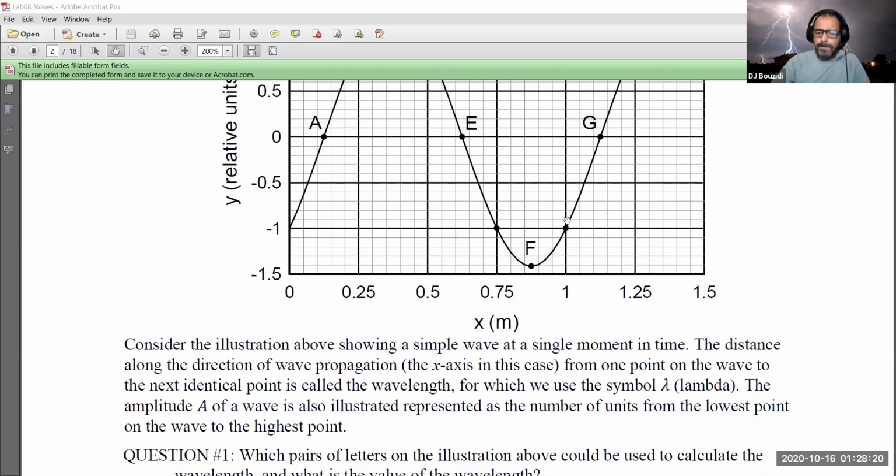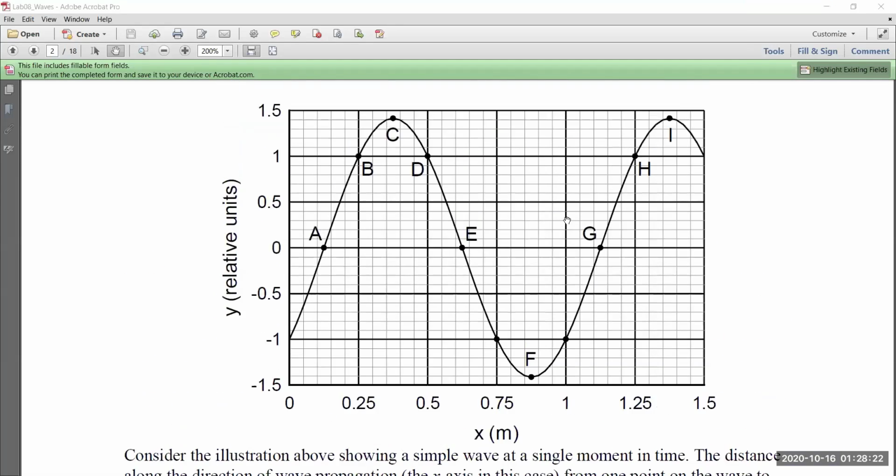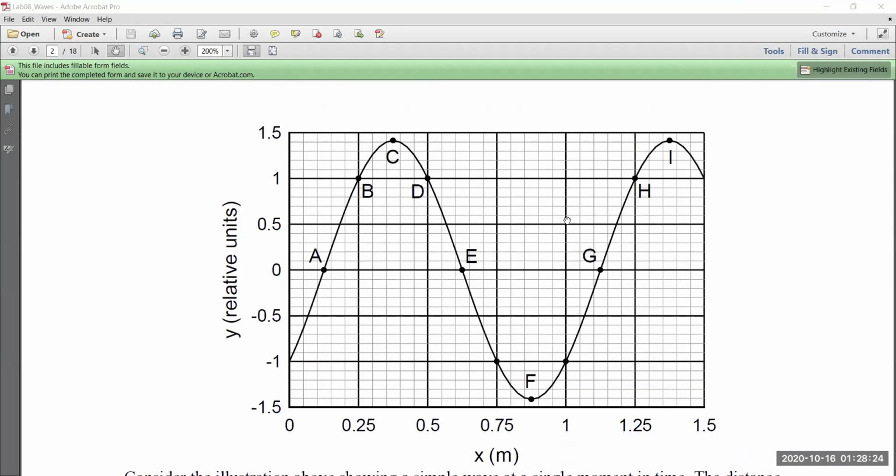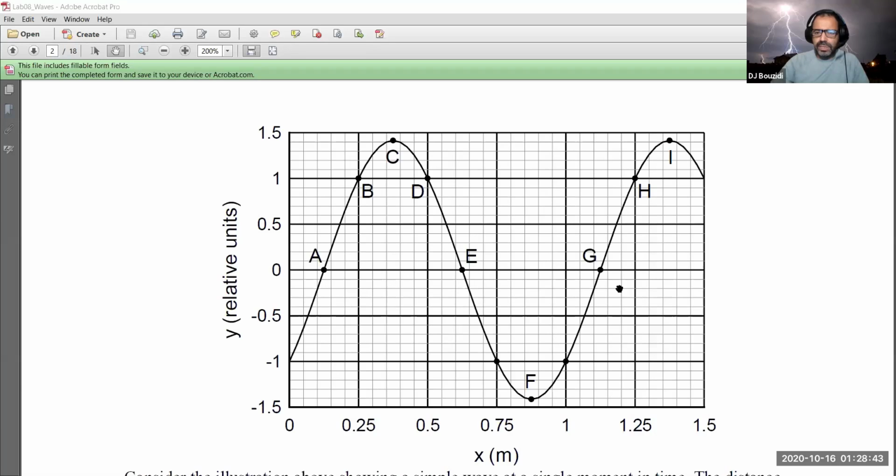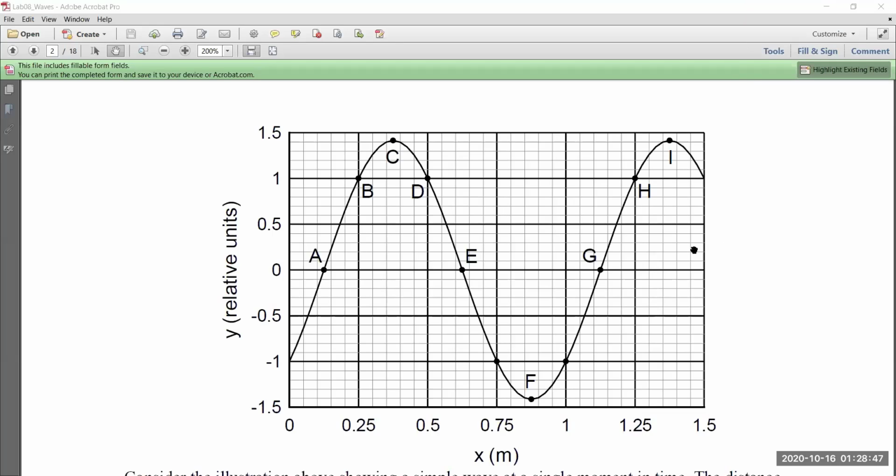Yes? For the first one, we put that it would be 1 meter long, right? The wavelength. Yeah, you have to tell me how you got it. In this case, we said that it's easier to do B and H. So you can say the distance between B and H is 1 meter, 1.25 minus 0.25, okay? But also you could have argued that it's A and G, okay? Or C and I, okay? So if you have a ruler and you convert the unit correctly, you could also see that, okay?